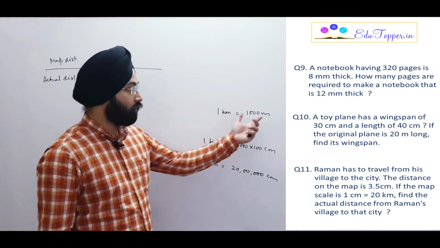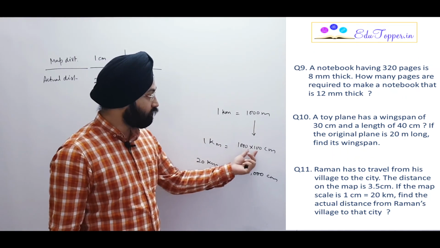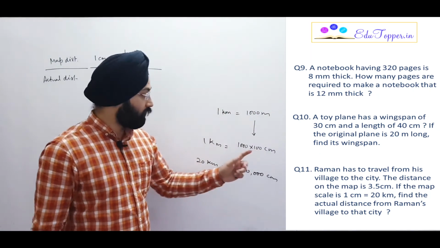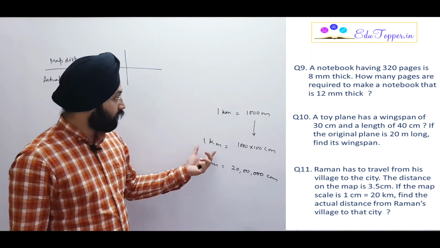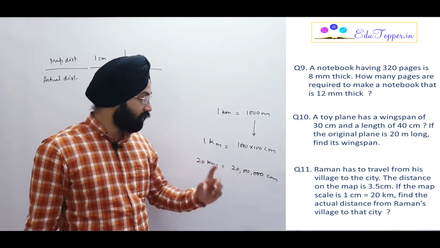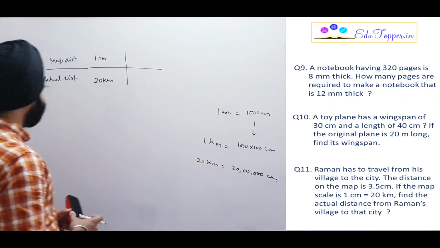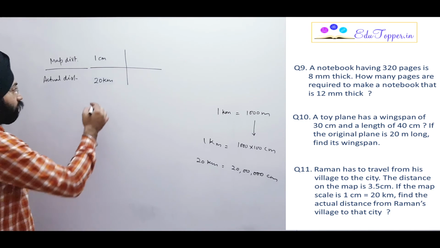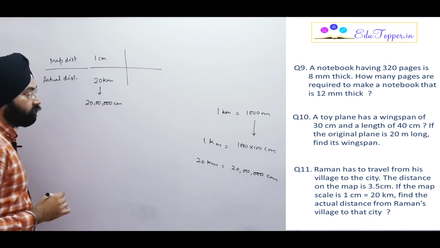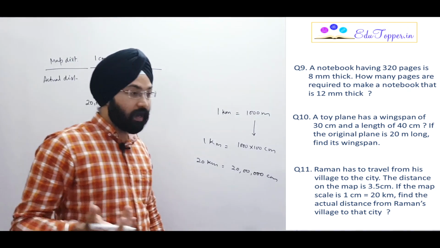See, 1 kilometer is 1000 meters. 1000 meters can be written as 1000 into 100 centimeters. We can change meters to centimeters by multiplying 100. So 1 kilometer is equivalent to 1000 into 100 centimeters, that is 1 lakh centimeters. So 20 kilometers will be equal to 20 lakh centimeters. So we are changing the entire question into centimeters now. So this 20 kilometer will become 20 lakh centimeters. So 1 centimeter on the scale is 20 lakh centimeters on the land, on actual distance, right?